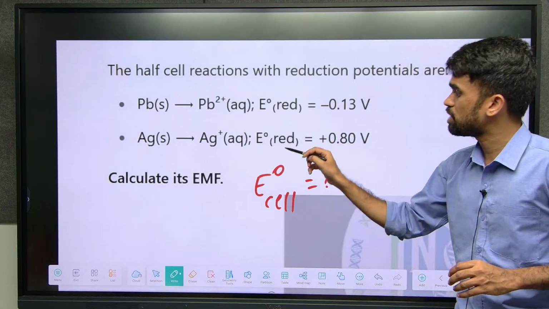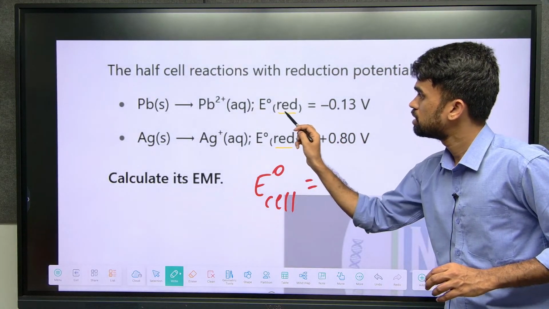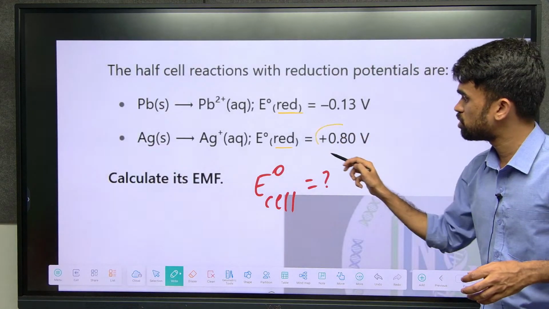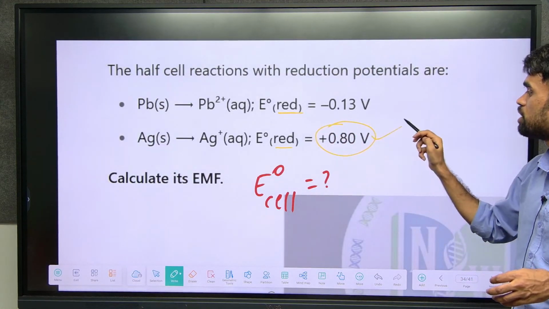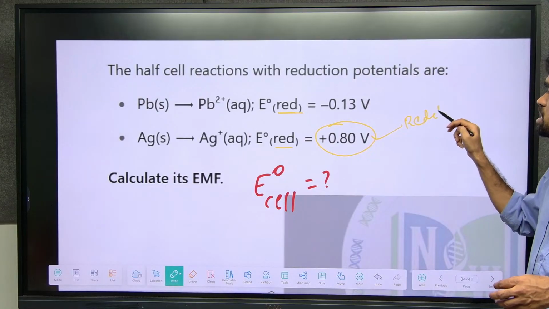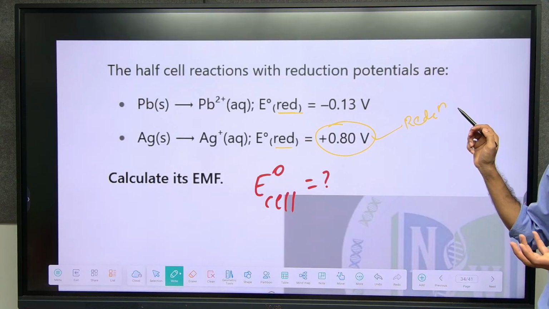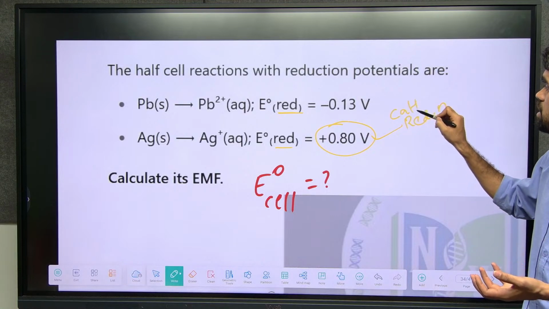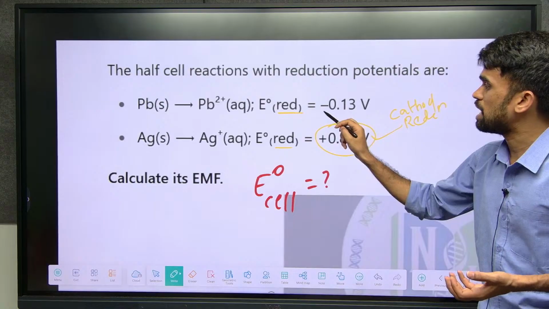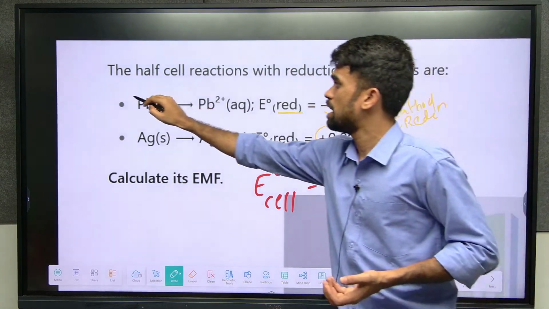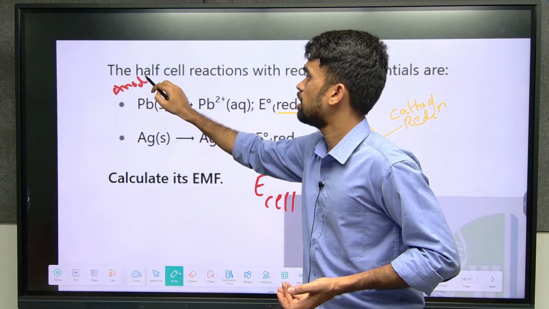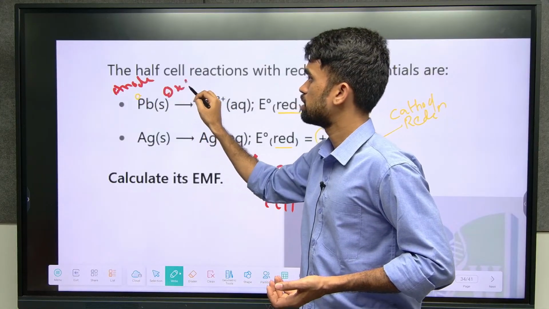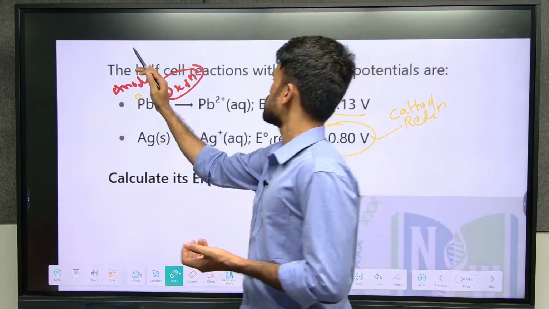See, both of them are what here? Which is having more reduction potential? This one has more reduction potential, so it will undergo reduction. Reduction takes place at which half cell, cathode or anode? Cathode. So this reaction takes place at the cathode. This value is less, so it will happen at the anode, and this is oxidation. Here it should be reversed, so this should be oxidation. It should undergo oxidation.